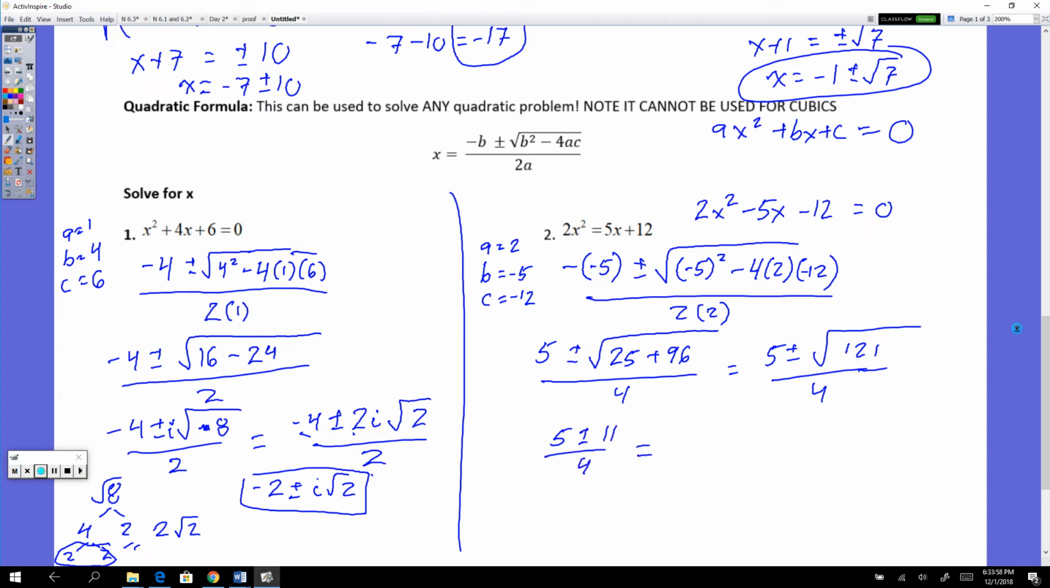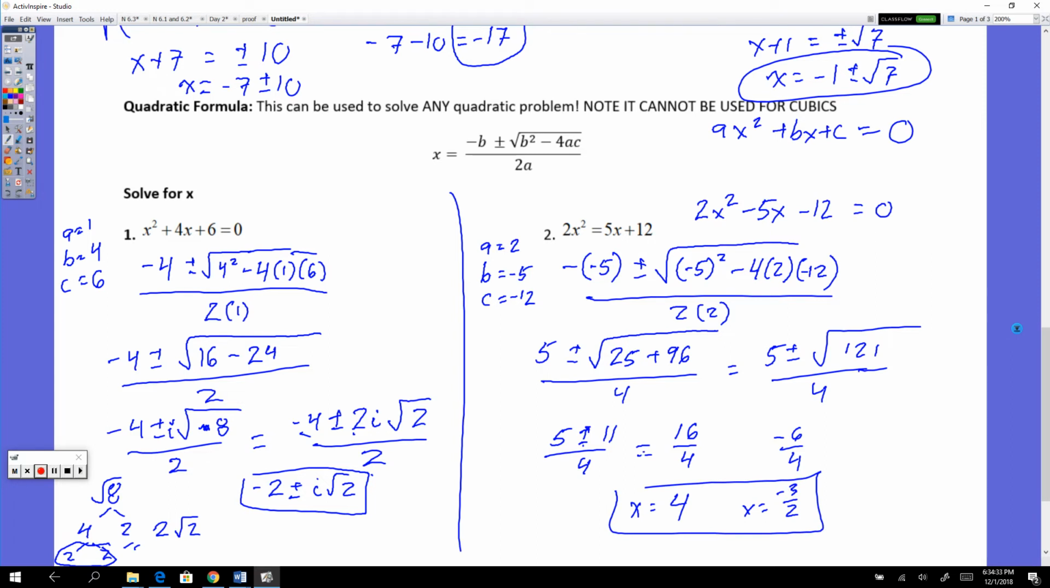Again, we're not just going to leave our answer like this. Because we're getting nice whole numbers, we can actually simplify these things. So 5 plus 11 is 16 divided by 4. 5 minus 11 is going to give me negative 6 divided by 4. So I'm going to get two answers here. One answer is going to be that x is equal to 4. The other answer is going to be that x is equal to, again, do not give me a decimal. Instead, give me a simplified fraction. Where do we get that?